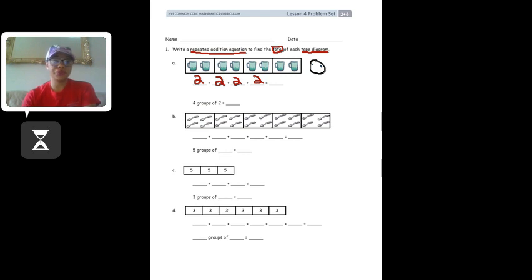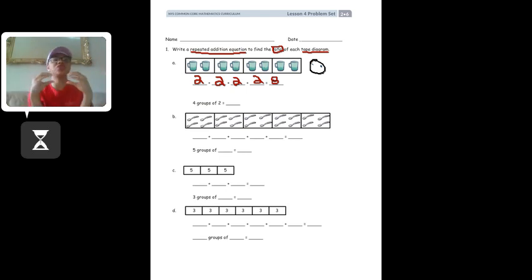Let's see. We have 1, 2 in the first square. We have 1, 2 in the second square. We have 1, 2 in our third square. And then we have 1, 2 in our fourth square. So we have 1, 2, 3, 4, 5, 6, 7, 8 cups in all. So I know that 2 cups plus 2 cups is 4. 4 cups plus 2 more cups is 6, and then 6 cups plus 2 more cups is 8. So I'm going to put 8 for my total, just like we learned last week. 8 total cups in all.